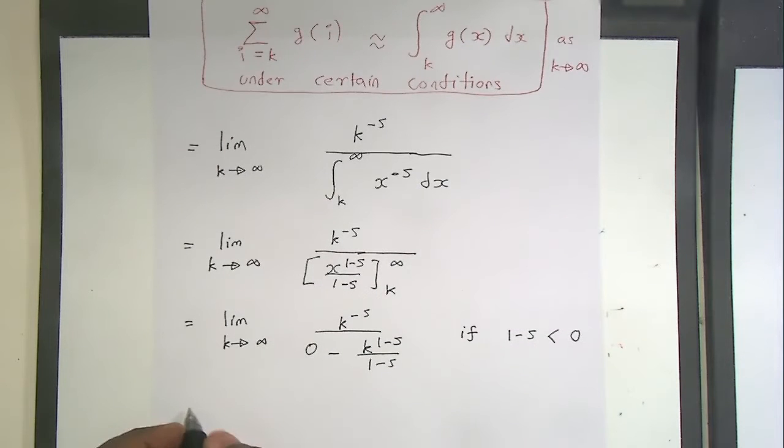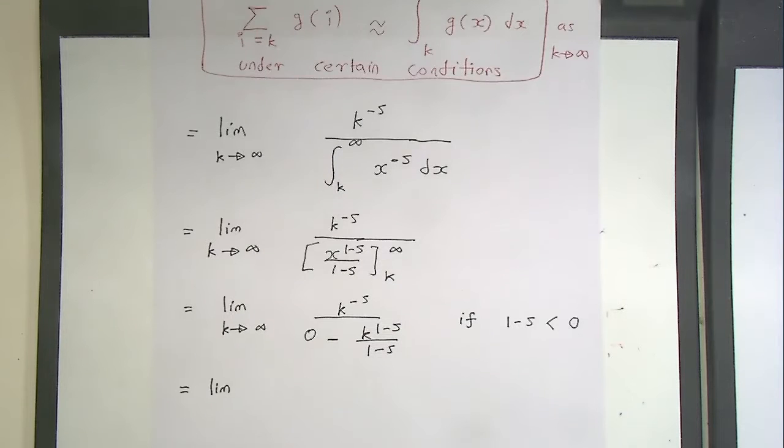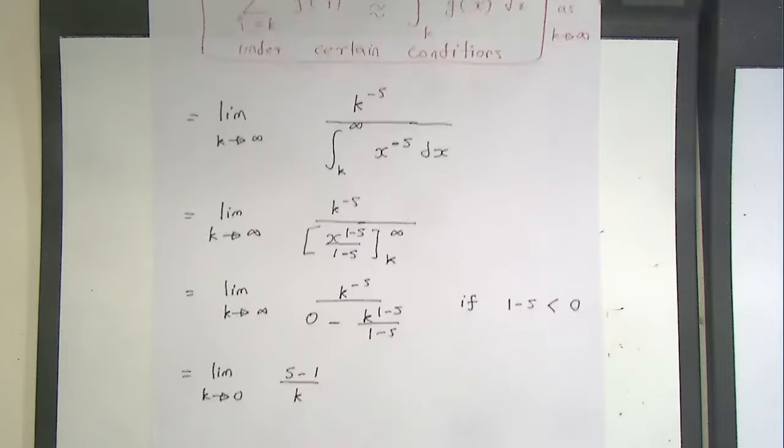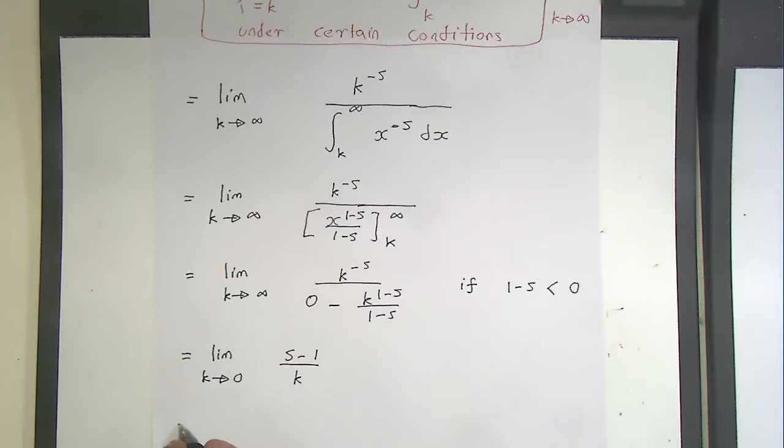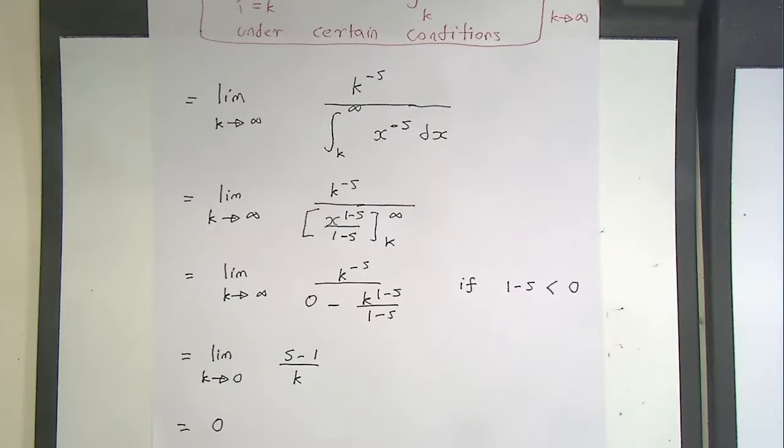So this would be the limit of s minus 1 divided by k as k goes to 0. And this will be 0. So the limit is 0. So hence, the conclusion here is that the ETT will hold.